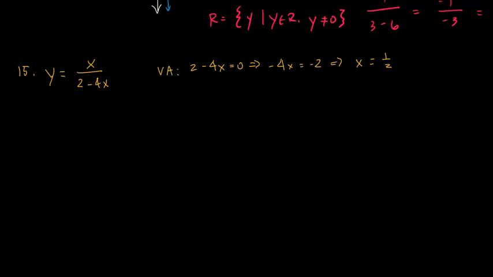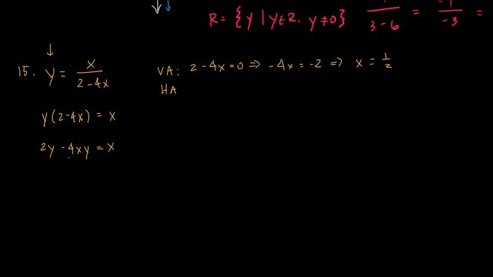Okay, so how do you find it algebraically? To find the horizontal asymptote, notice that for the vertical asymptote, we isolated y. For the horizontal asymptote, we're going to isolate x. And this kind of goes to inverse too, when we talk about inverses of these functions. Okay, so I'm going to go ahead and solve for x. It says y times 2 minus 4x equals x. 2y minus 4xy equals x.